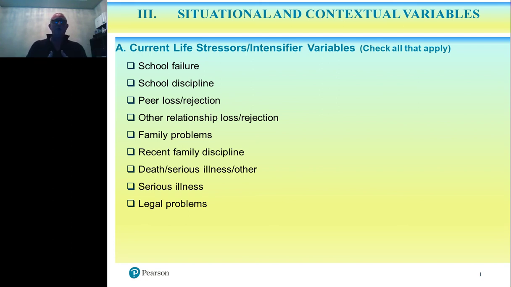We've noted family problems, having high intensity families where there's a lot of stress, is an intensifier variable. And then having recent family discipline. Okay. So the family is getting increasingly concerned and frustrated with the child's behavior, misbehavior, and begins to clamp down.